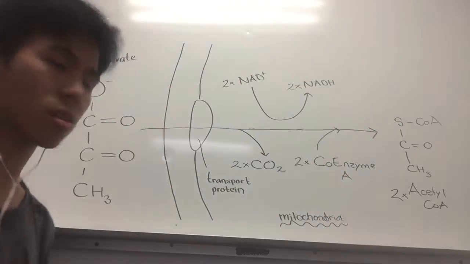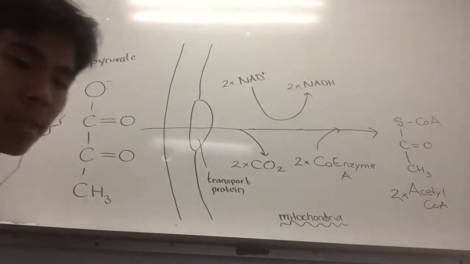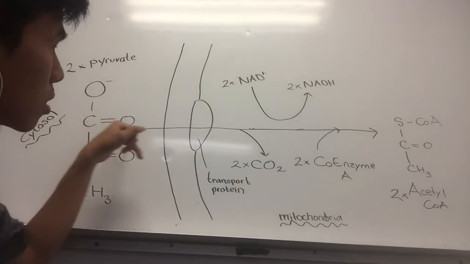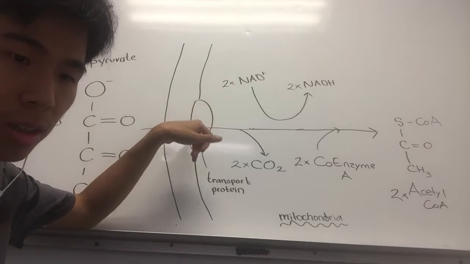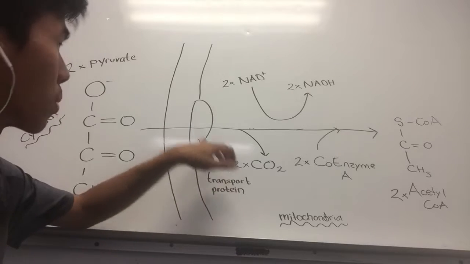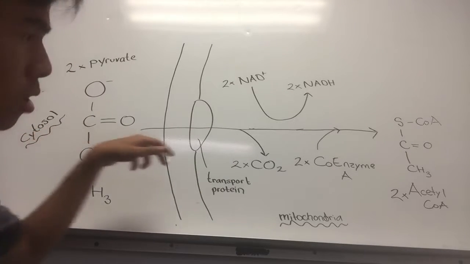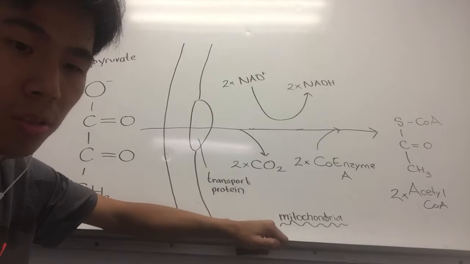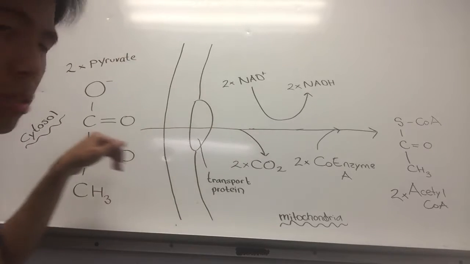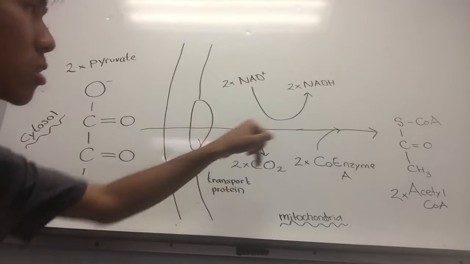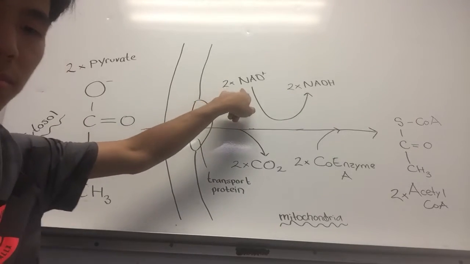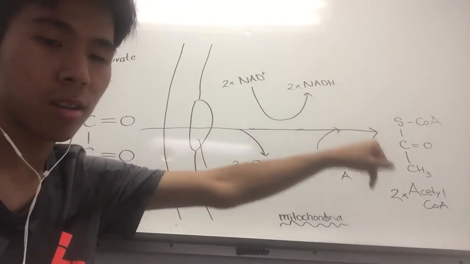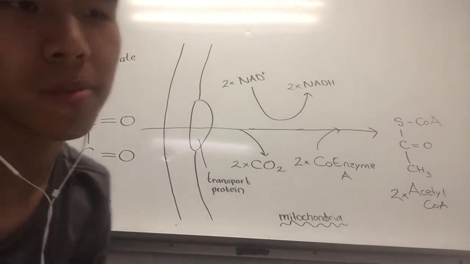So let's go over it one more time. We have 2 pyruvate molecules from the cytosol from glycolysis that enter through a transport protein, and then the carboxyl group of pyruvate is going to be oxidized and given off as carbon dioxide. Then the remaining 2 carbons are going to be oxidized and the electrons will be transferred to NAD+, and then finally coenzyme A will attach itself via the S atom, forming acetyl CoA.